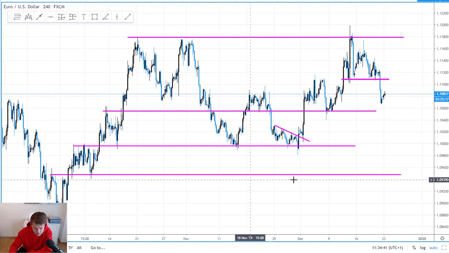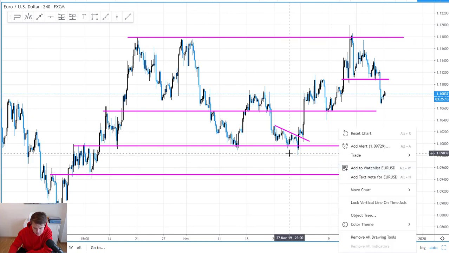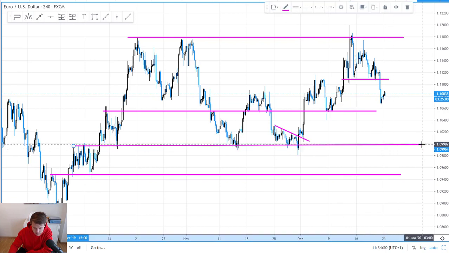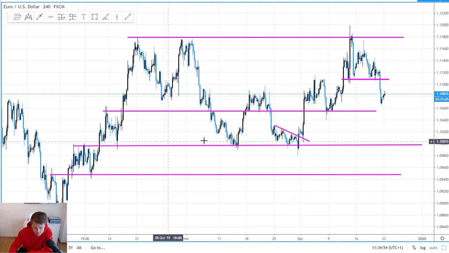This level here to the downside is completely untouched, which is still very nice. I do like this. This one here, I'm not too eager anymore to trade this because it has been already violated here once, and it has been used like 4 or 5 times. This here as well.